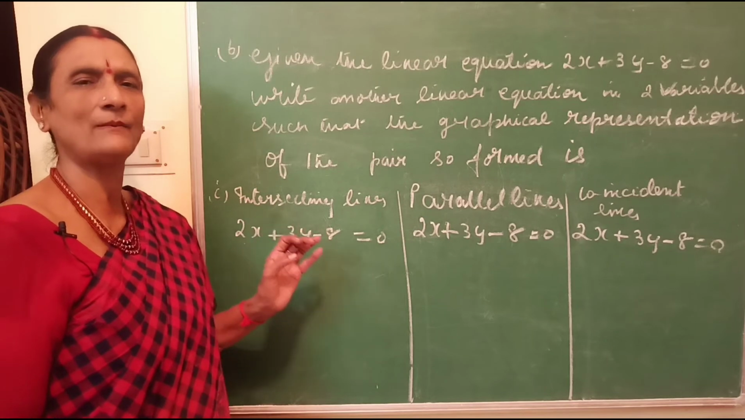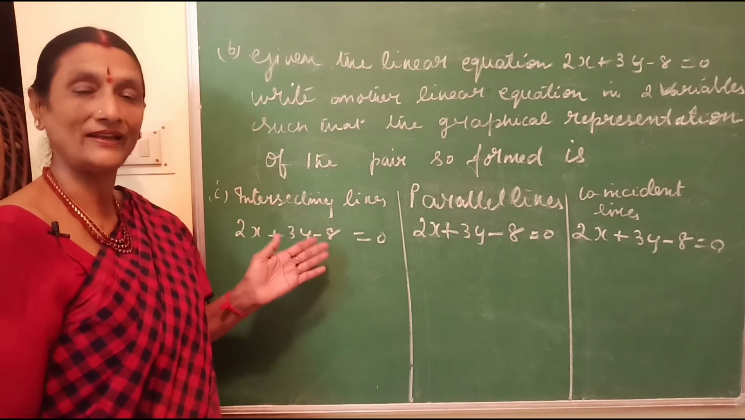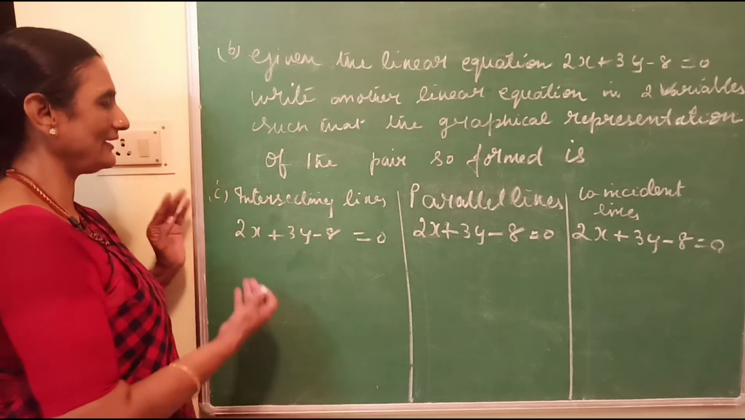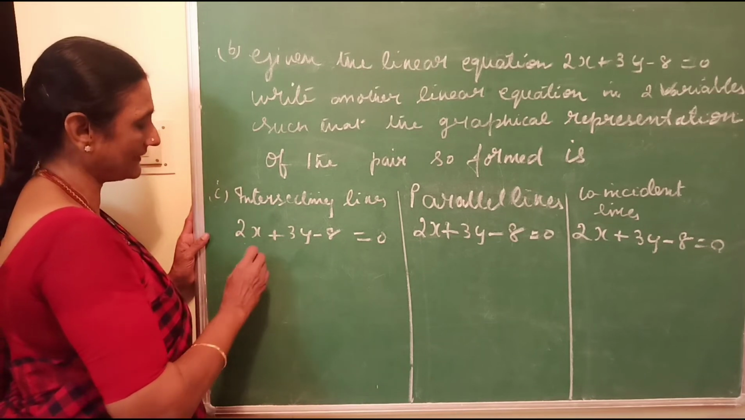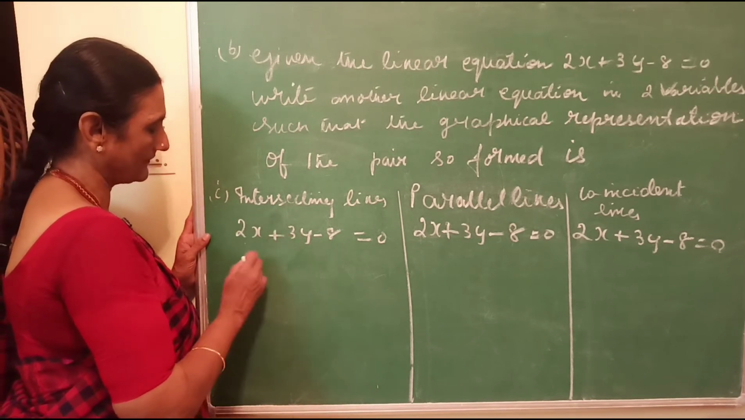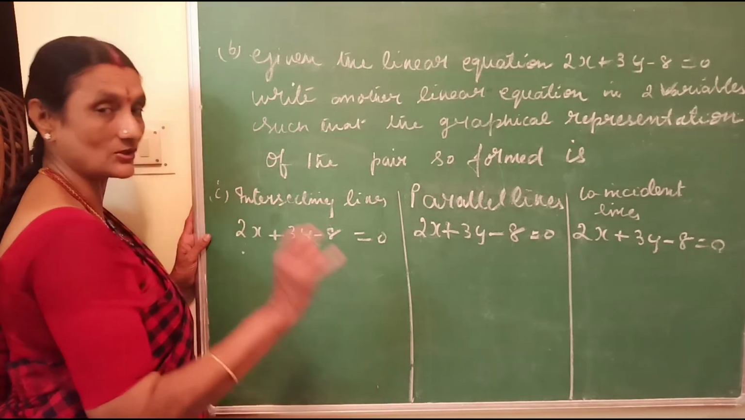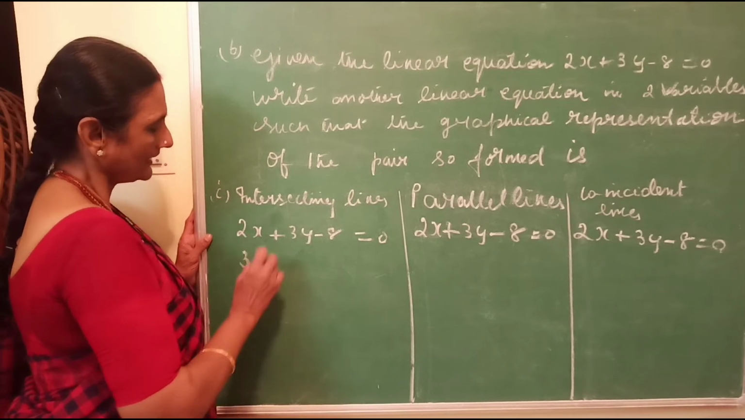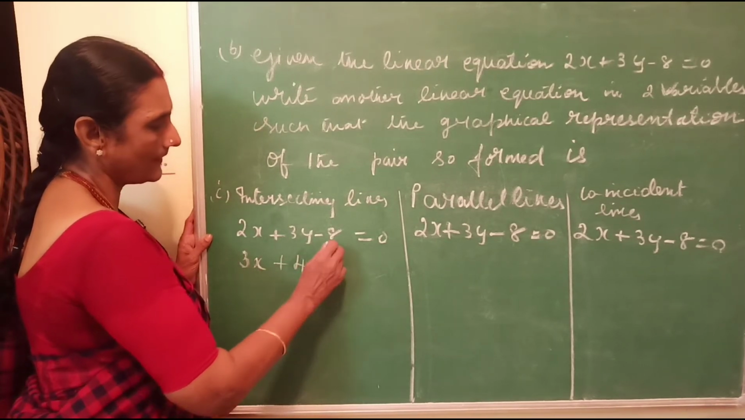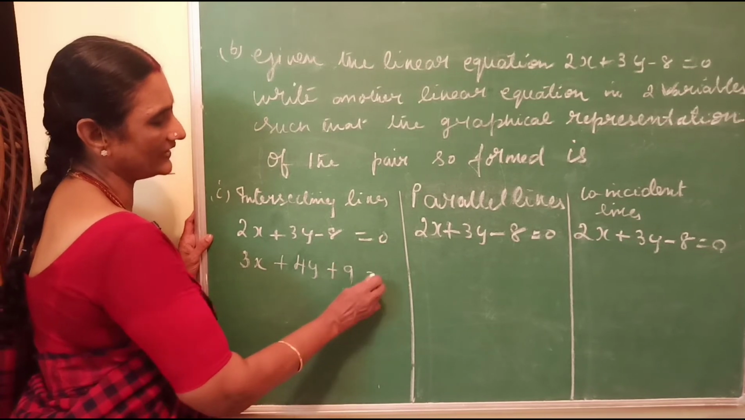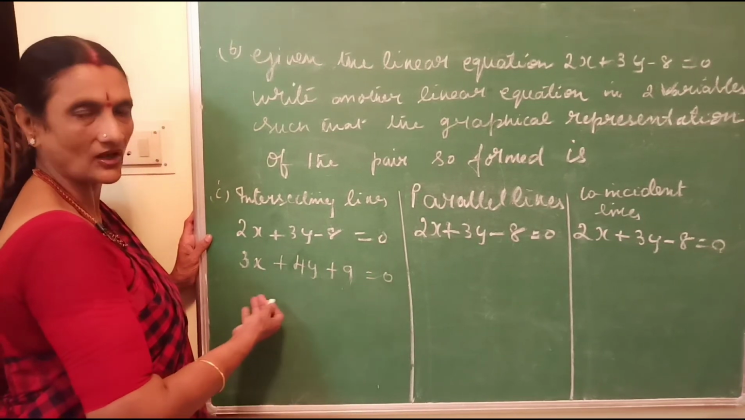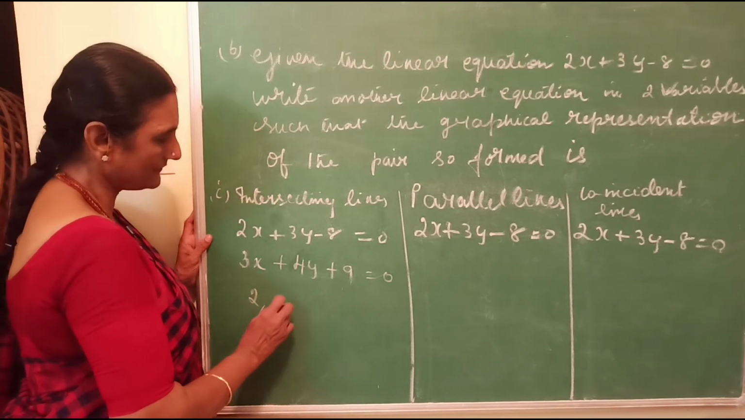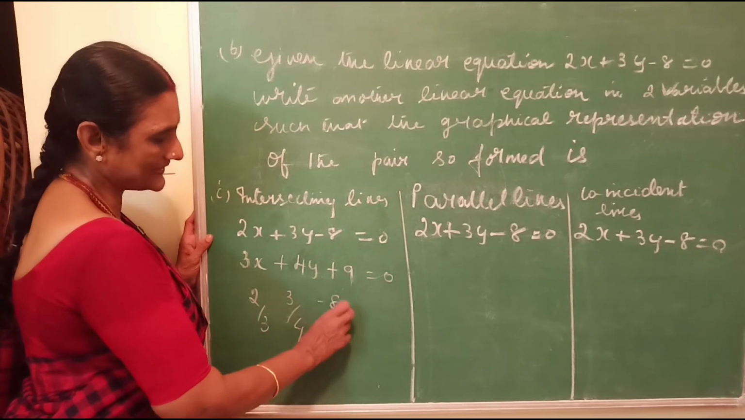We can choose any number of numbers available to you, but for the simple ones we can take, obviously, 3x here, and then here we can take 4y, and let it be some plus 9 equal to 0. So if you choose the constants in this manner, you will get a1 by a2 as 2 by 3 and 3 by 4 and minus 8 by 9.